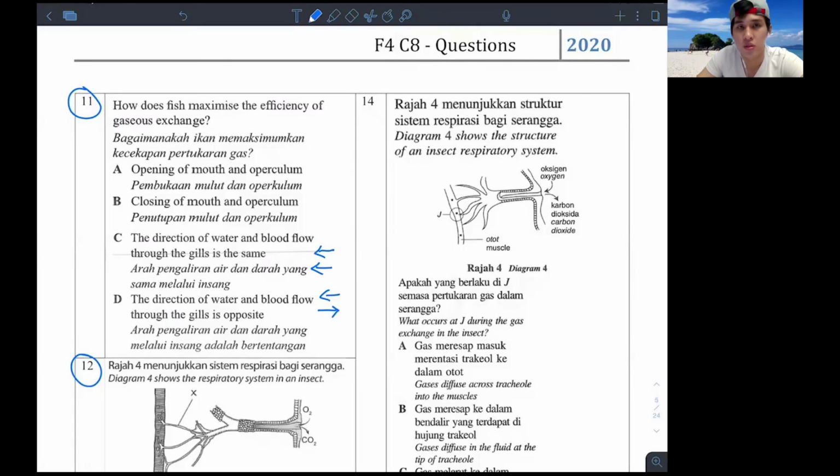So A and B obviously have nothing to do with gases exchange; it doesn't really affect the gases exchange. Mouth and operculum do have to open and close so water can go in and out of the body, but that's not gases exchange. That is the breathing mechanism part. So the answer lies between C and D. Which one will be better?